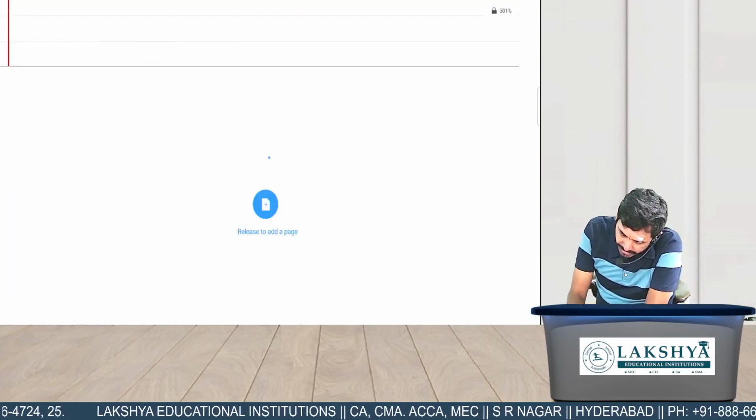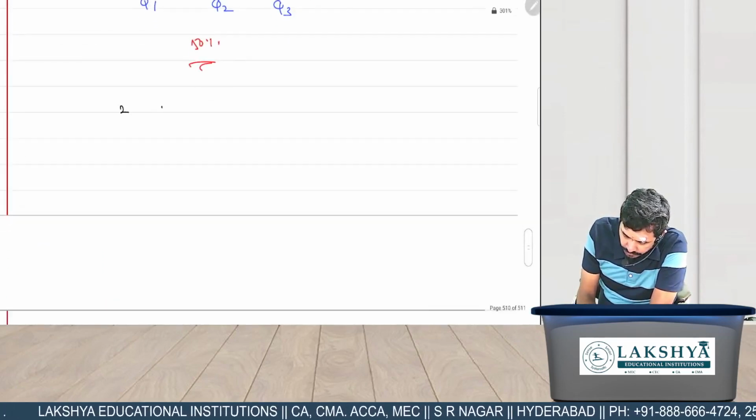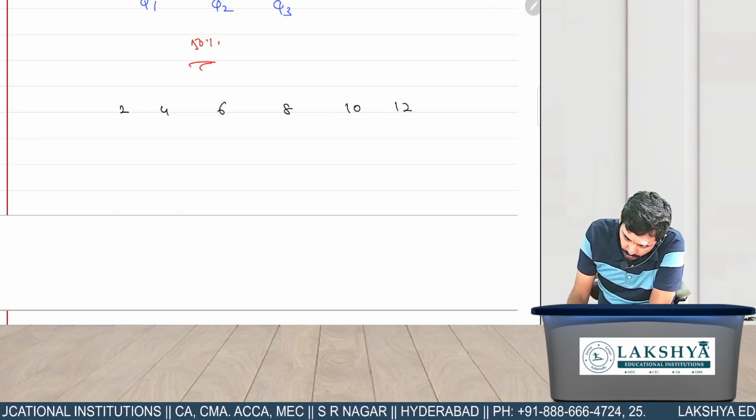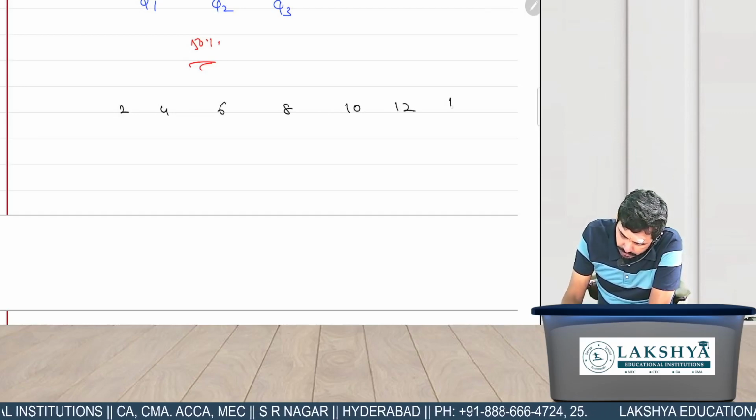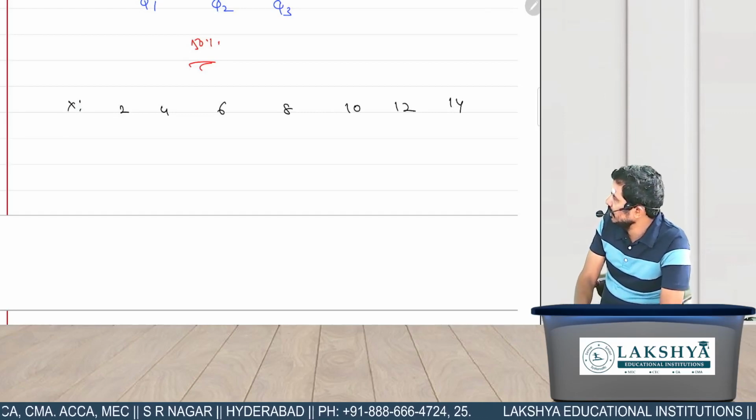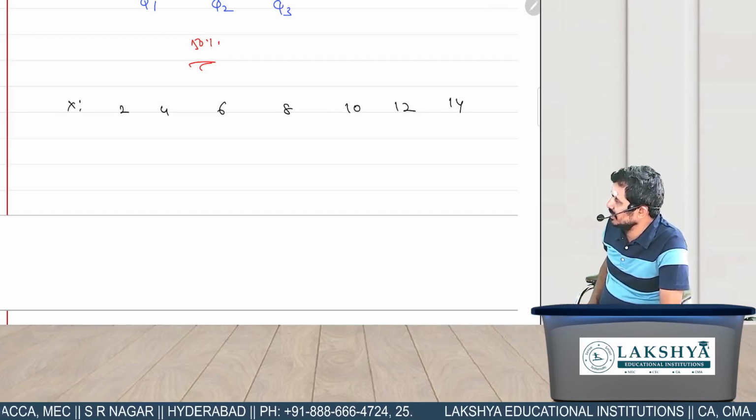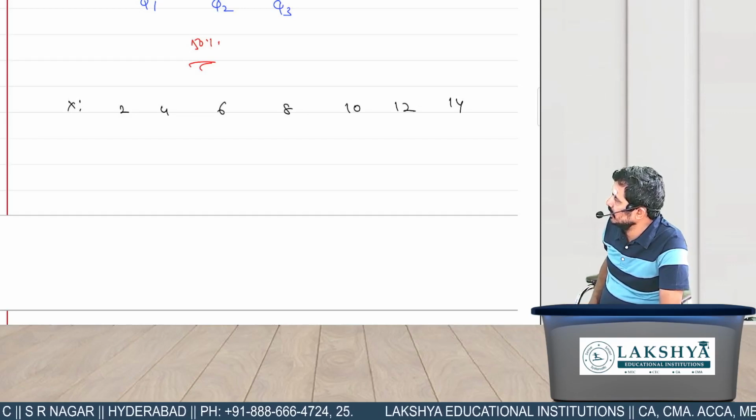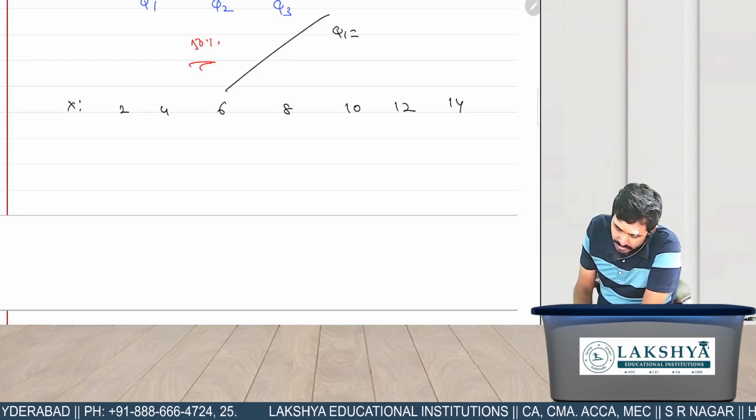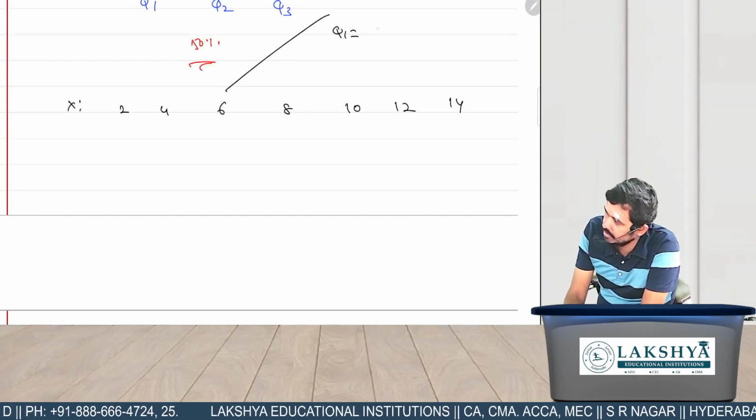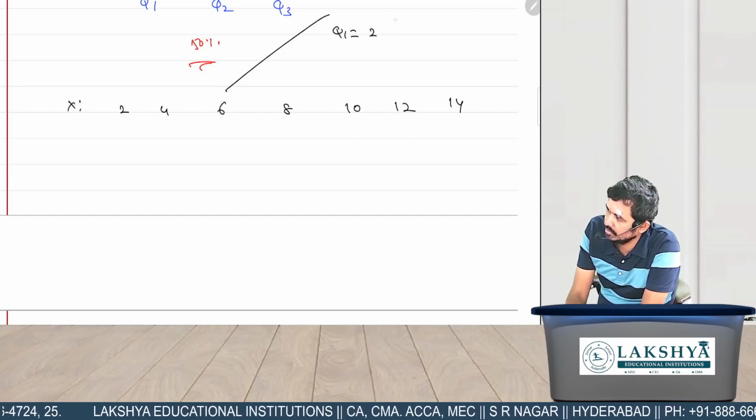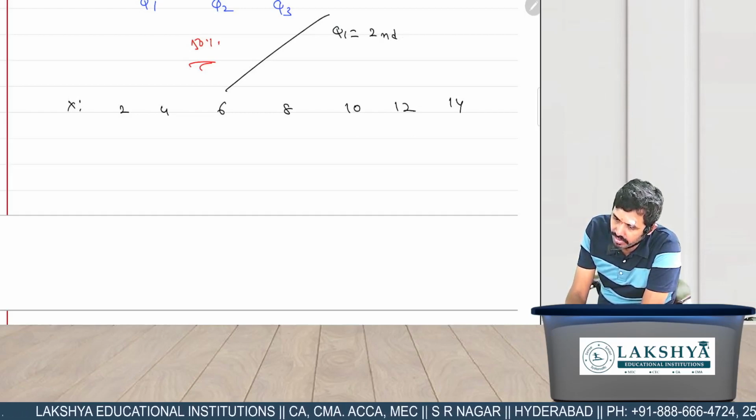Suppose a data is given like this. See, what is quarterly deviation? What does quarterly deviation mean? First you have to find out Q1. Q1 is equal to (n+1)/4th value, that is 7 plus 1 by 2... that is 8 by 4. 8 by 4 is nothing but the second value.